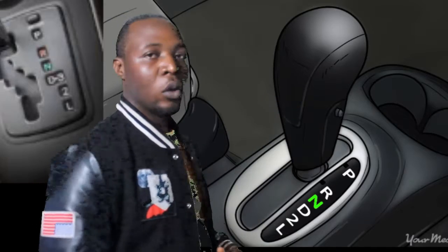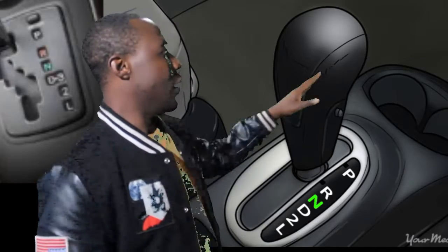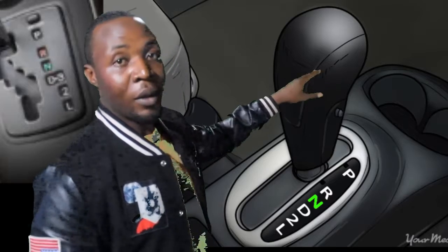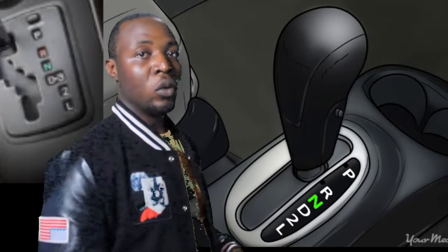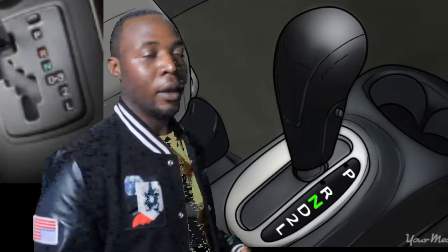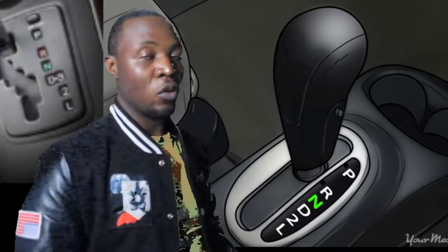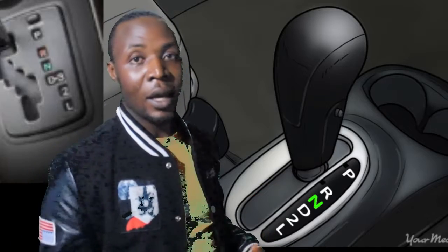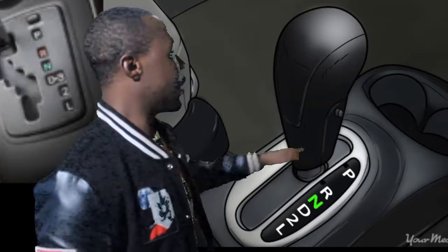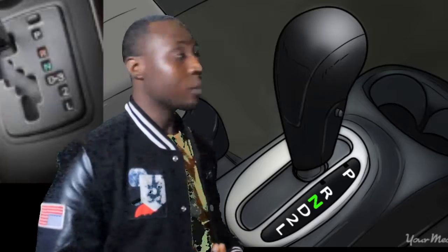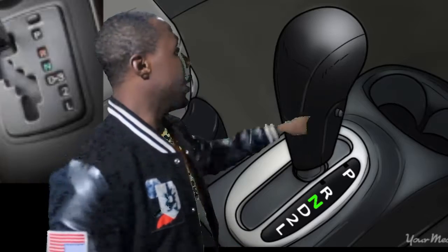Looking at the gear selector, we have the letters P, R, N, D, 2, L, and 3, and so on, as there are differences in many cars. So we'll start with the first letter here, which is letter P.